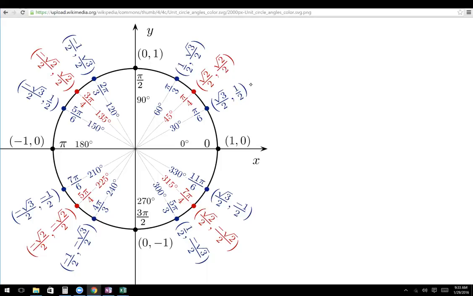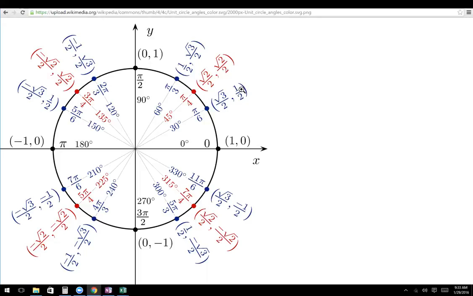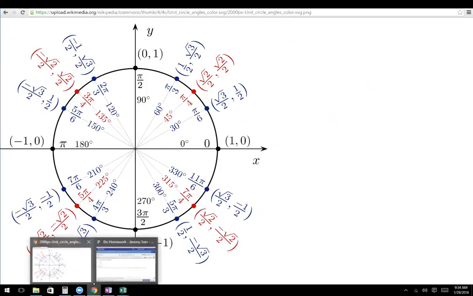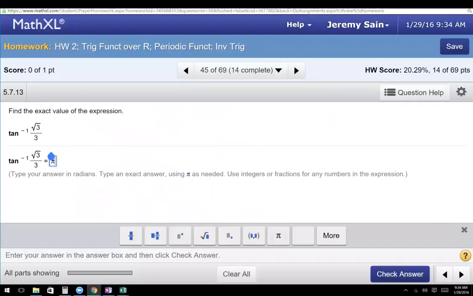So right here, 1 over root 3. Oh, whoops. I didn't mean to do that. The y over the x, 1 over root 3 would be what we're looking for. So pi over 6, right? Root 3 over 3 is the same thing as 1 over root 3. Okay. Everybody sort of happy? Pi over 6.